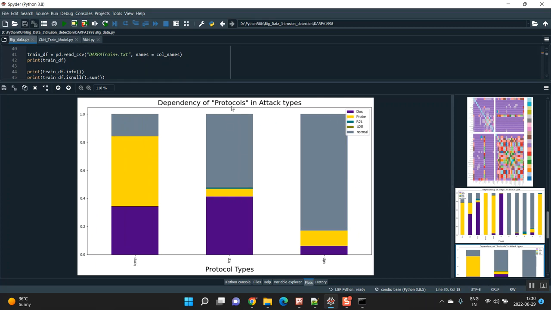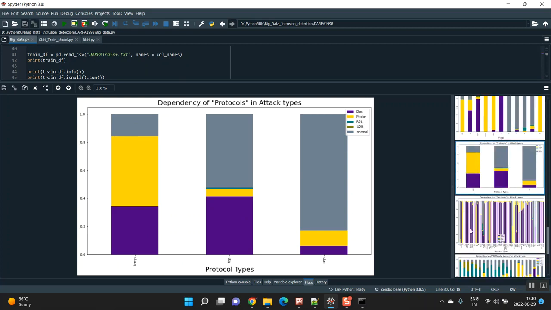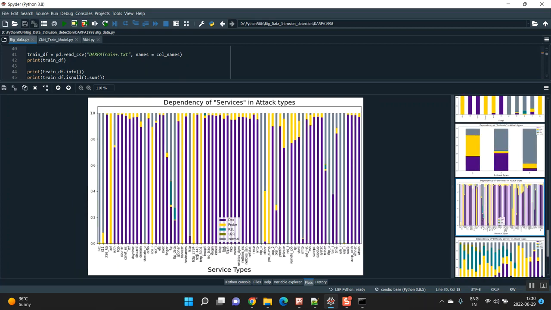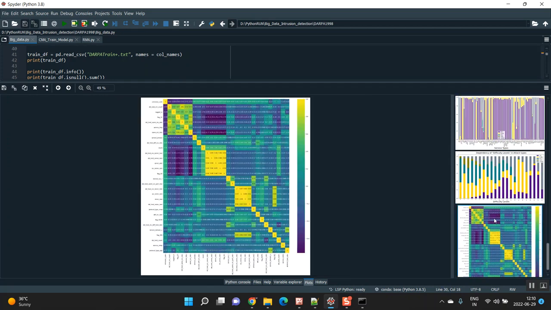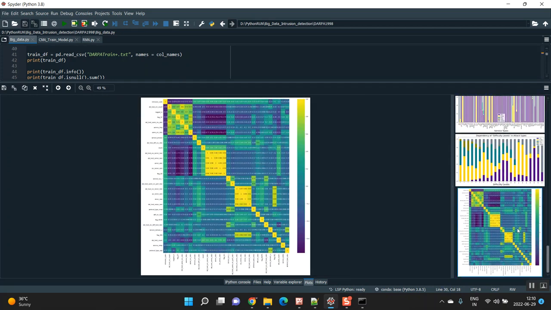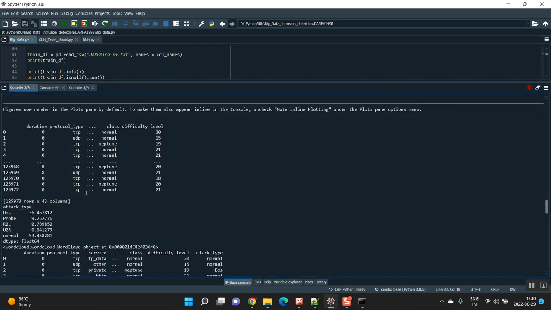So here the protocols are ICMP, TCP and UDP. Based on these protocols, we are segregating how much DOS attack, probe attack, R2L, U2R and normal there are. On the same basis, here also the service types, which are all available in the data set. Based on that, we show DOS, probe, R2L, U2R and normal, how much percentages. So we are calculating the complete flow which you had informed me.